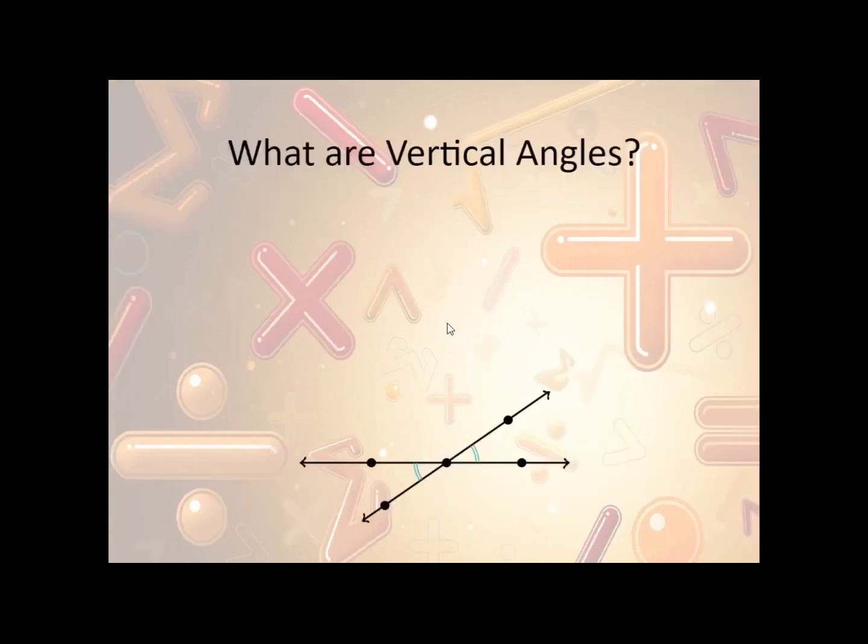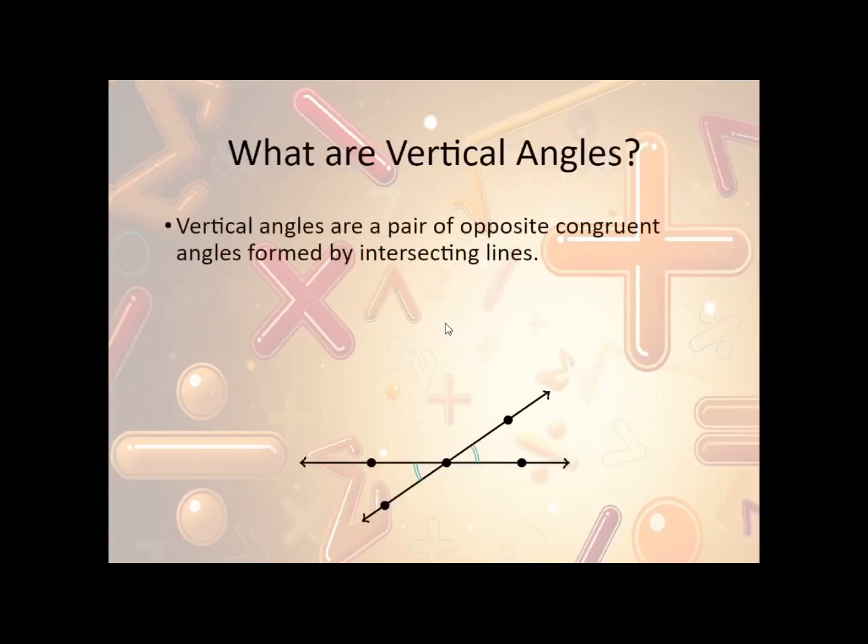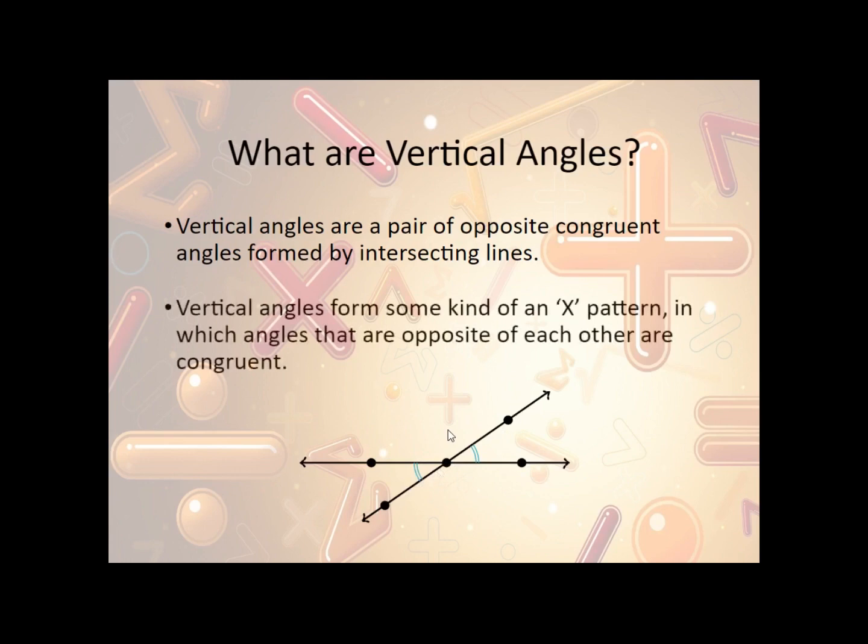Now, what are vertical angles? Vertical angles are a pair of opposite congruent angles formed by intersecting lines. So we have two lines here, and they cross each other, and notice that we have two angles that are formed here and two angles that are formed here. Vertical angles form an X pattern, and the angles that are opposite of each other are congruent. So this angle and this angle would be congruent, and this angle and this angle would be congruent.